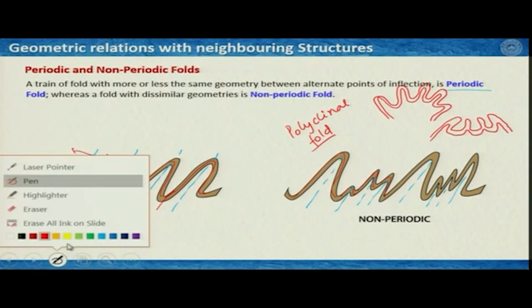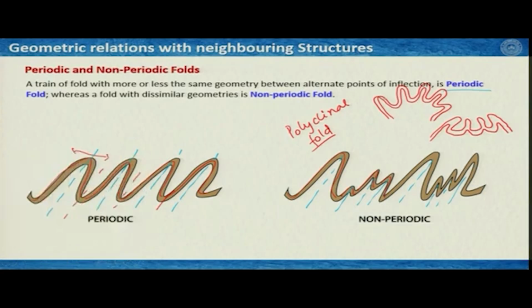where you see that in the first case the axial planes are converging towards the core, and here axial planes are converging away from the core. So, these are known as polyclinal fold, where axial planes in successive layers are different to each other, the orientation of the axial planes to be specific.